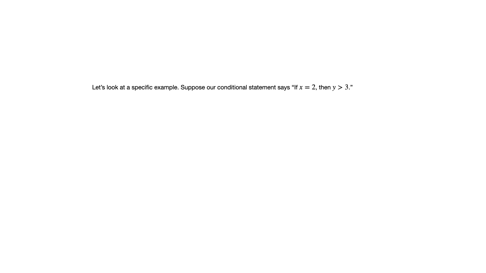Okay, let's look at a particular example. So we're going to look at if x is equal to 2, then y is greater than 3. That's a conditional statement, so we can talk about its converse. The converse would be if y is greater than 3, then x is equal to 2. The inverse would say if x is not equal to 2, then y is less than or equal to 3. And the contrapositive would say if y is less than or equal to 3, then x is not equal to 2.